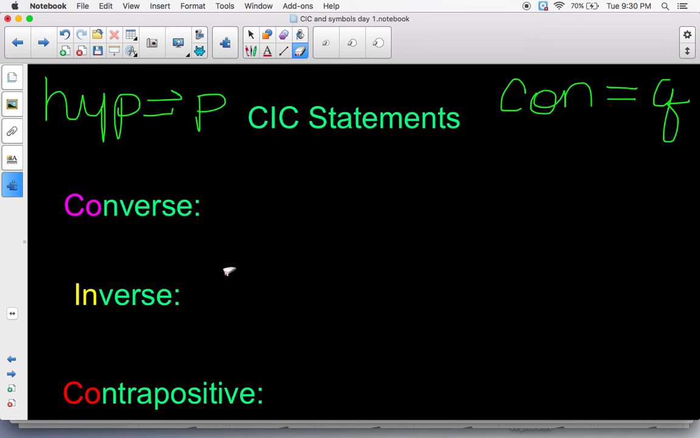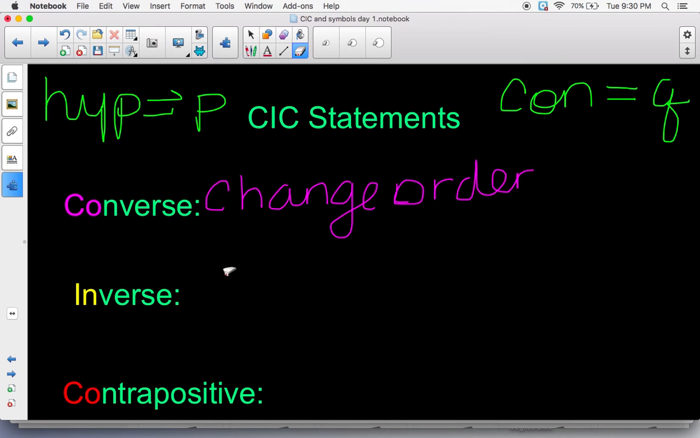If you notice, I colored two letters, C and O, in a different color because I use that to remind me what to do. So when I think of the converse of the statement, I am thinking about changing the order. So it's going to be Q, then P, changing order.